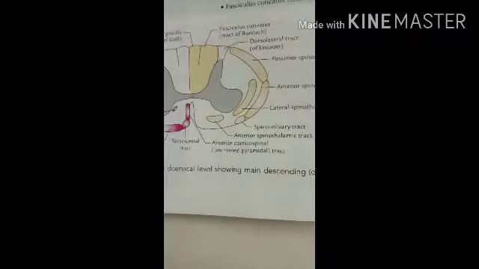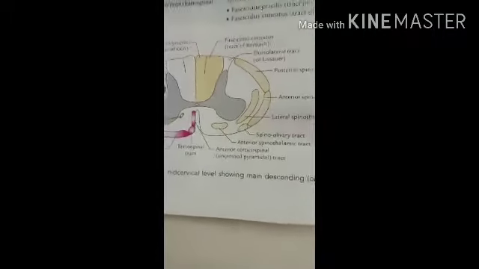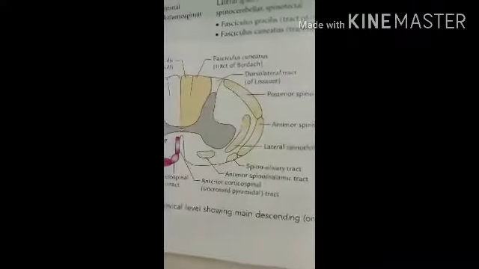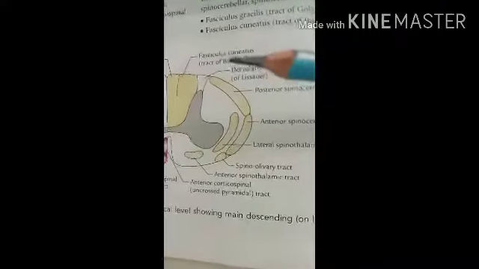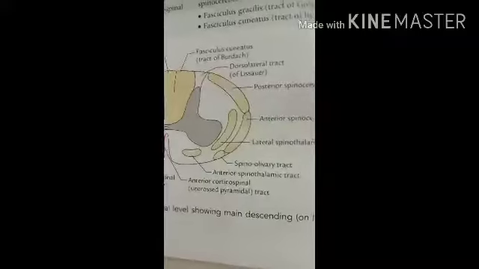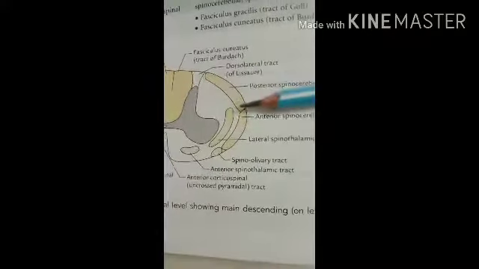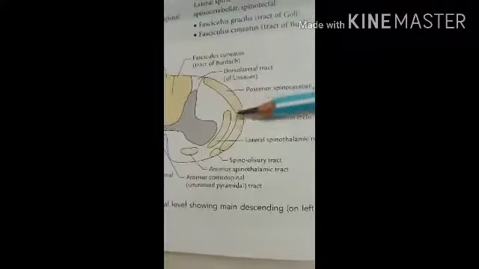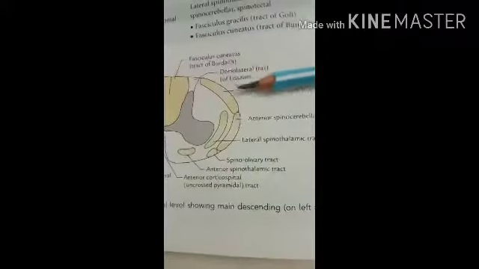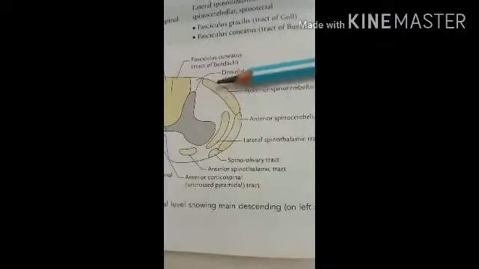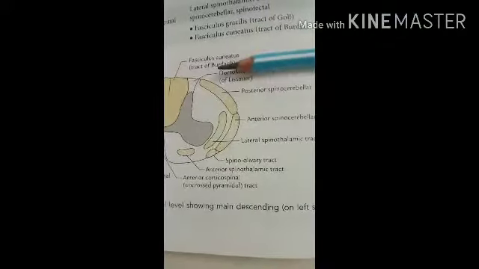You know, the pain fibers become very superficial in the lateral white column of the cord in the cervical region. So in the cervical region, the pain fibers are very superficial and present on the lateralmost side.